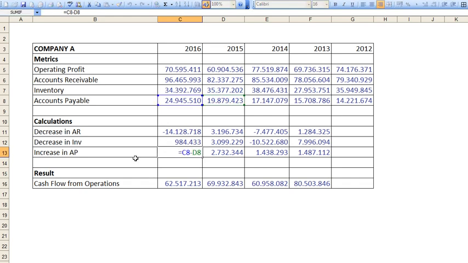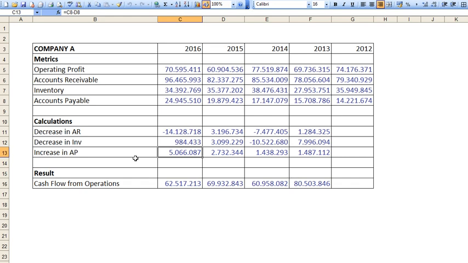In this case, the calculation is inverse to what we've done for AR and inventory. We just subtract the 2015 metric from the 2016 metric, which is just the regular calculation. It's C8 minus D8, and you end up achieving a 5,066,087 increase in accounts payable.